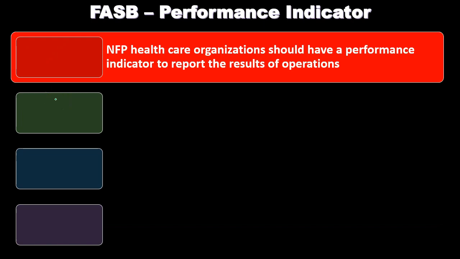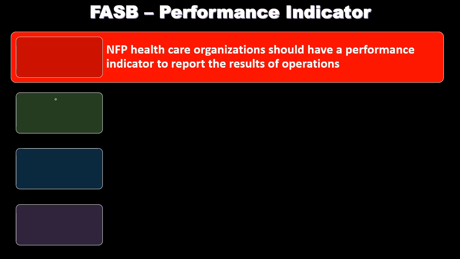Now we're going to discuss the FASB performance indicator. So we're back to the not-for-profit organizations. Not-for-profit healthcare organizations should have a performance indicator to report the results of operations. We want to measure performance. How are we doing? And obviously the income statement itself, or what would be similar to the income statement, the operating statement, would be the item that would measure performance. So we want to have those performance indicators. This is important. You would think this would be obvious, but it's not as obvious in a not-for-profit organization because the objective is not necessarily a profit objective.